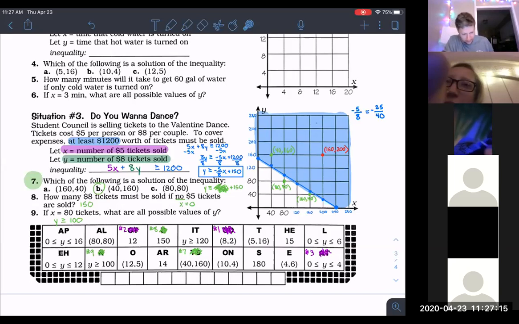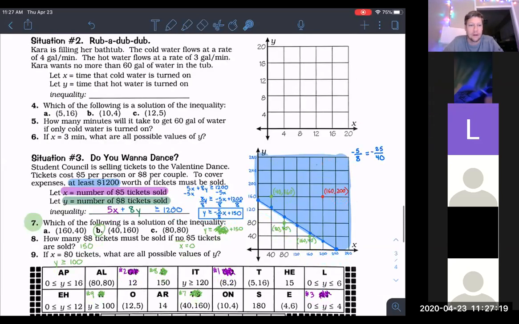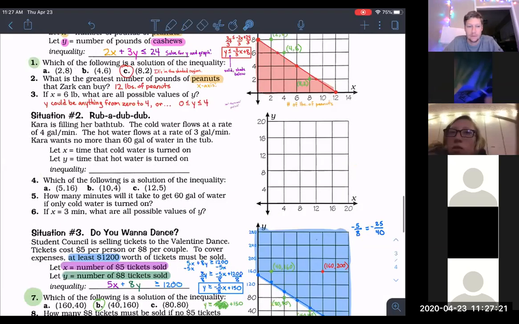Any questions on the practice problems? Why is my iPad not moving? Oh, it's just moving really slow.